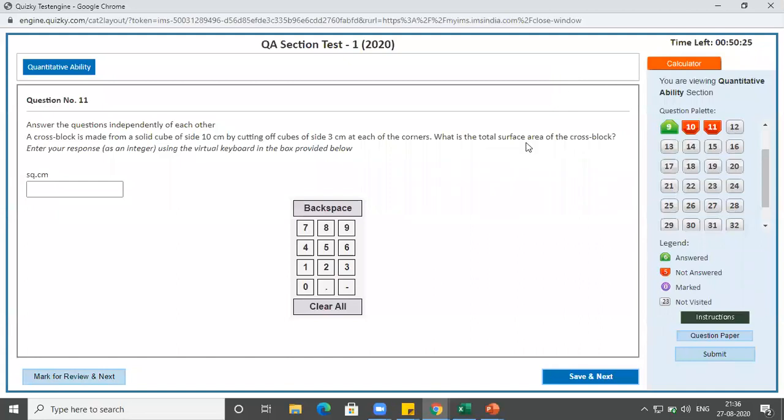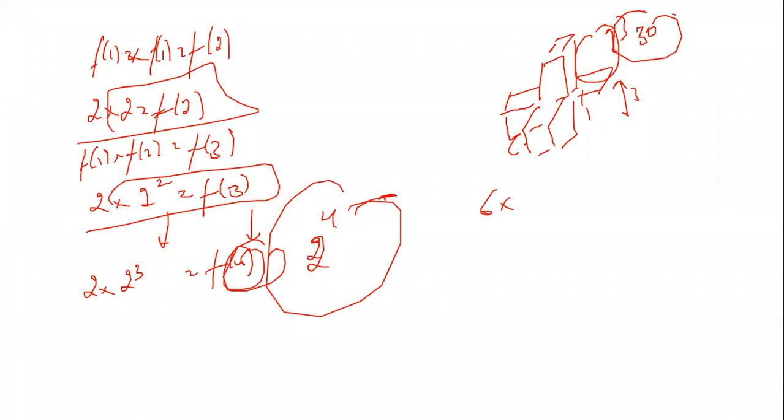Okay. What is the total surface area of the cross block? Total surface area will remain the same because you are removing 3 sides, 1, 2, 3, and you're adding 3 sides, 1, 2, 3. Okay. So 6 into 10 into 10, 600. What? 1 second. 3 sides निकल रही है ना?